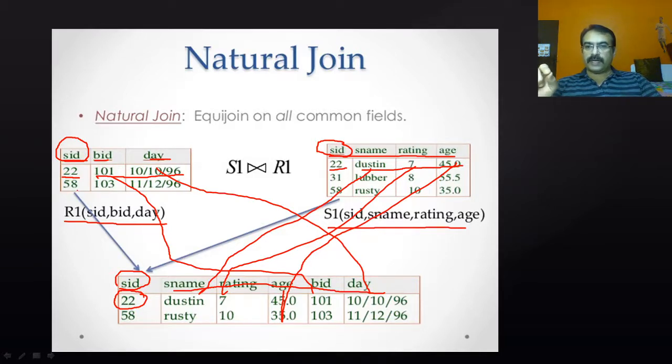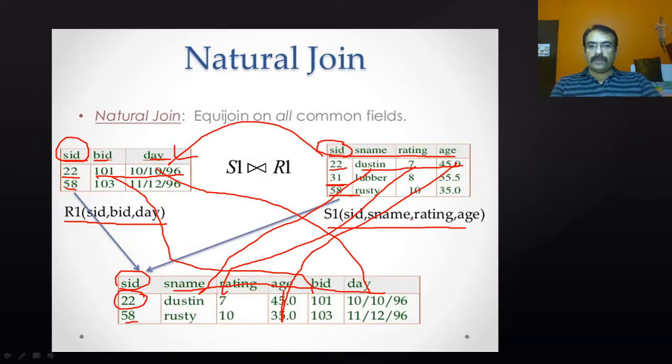That's what I'm saying, that it's a Cartesian product with equality imposed on the common attribute. Common attribute SID, I am imposing the equality. If the common attribute values are the same in R1 and S1, then I am going to present it in the output. 58, 58, so 58 is appearing here. I am finding there is no match of 31 in R1, so it is not appearing in the output.